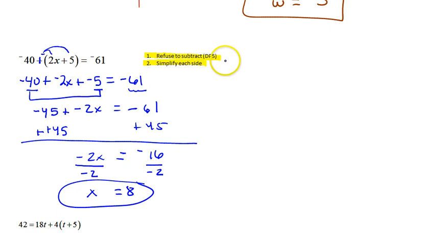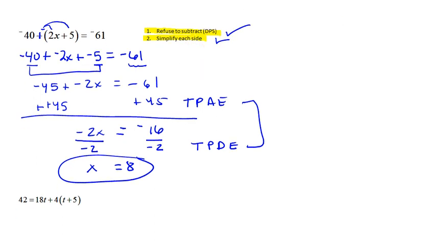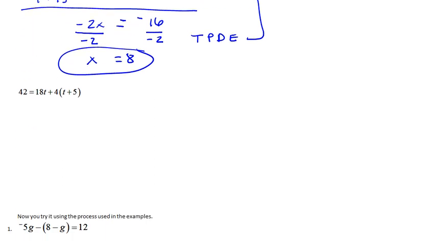So notice in this example, I started by refusing to subtract, I simplified each side, and then I used my transformation principles. I used here the transformation principle of addition for equality, and here I used the transformation principle of division for equality. But I didn't use these two until I had refused to subtract, or distributed, and simplified each side. Here's one more example.